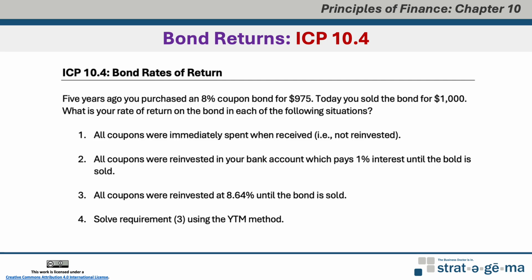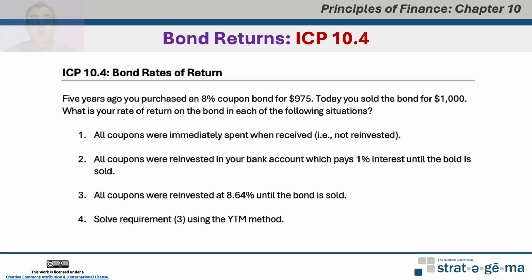Let's look at a second one, ICP 10.4. So 5 years ago, you purchased an 8% coupon bond for $975. You sold the bond today for $1,000. What's your rate of return on the bond in each of the following situations? Where all the coupons are immediately spent when received, so you don't reinvest the coupons. Where the coupons are reinvested in your bank, which pays a 1% interest until the bond is sold. All coupons are reinvested at 8.64%. And then we can also use the yield to maturity method to solve requirement 3.